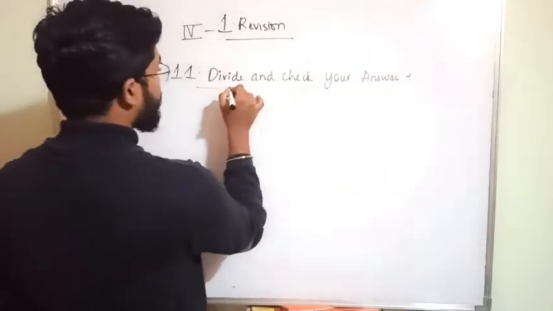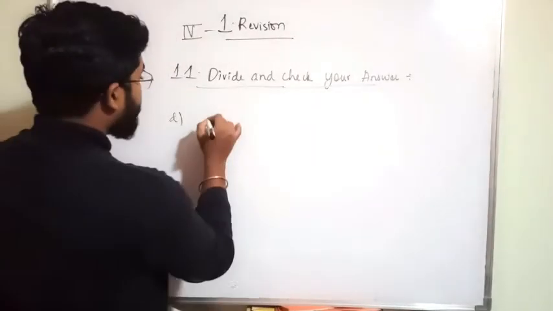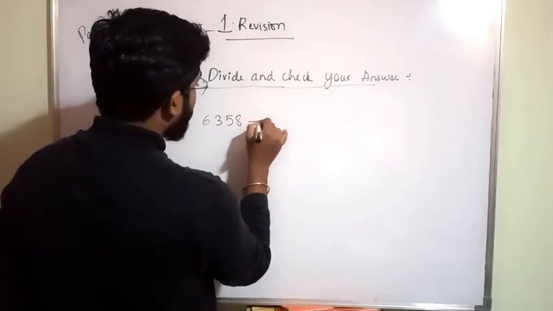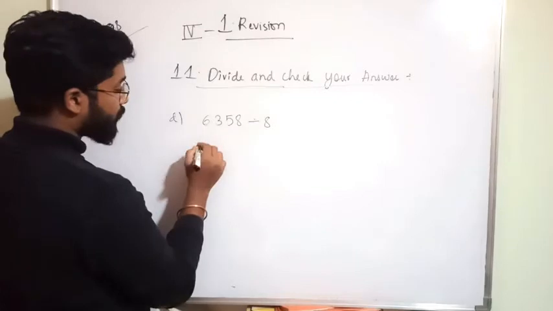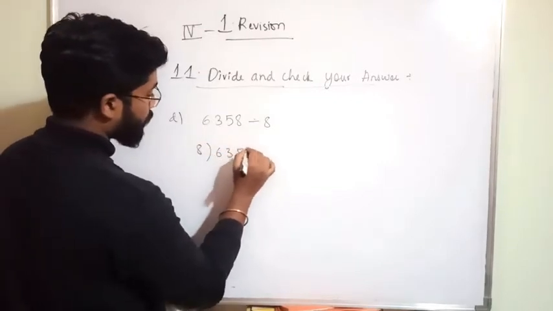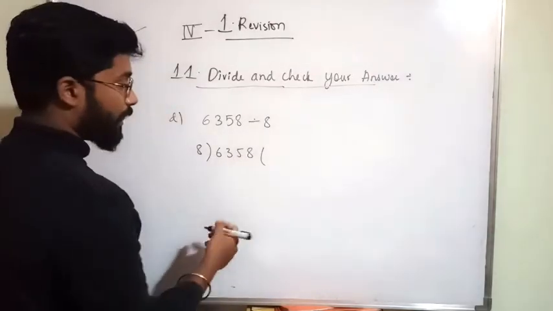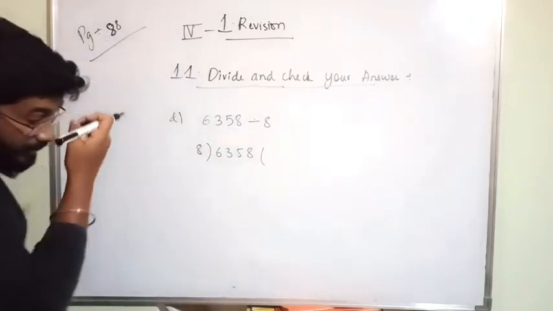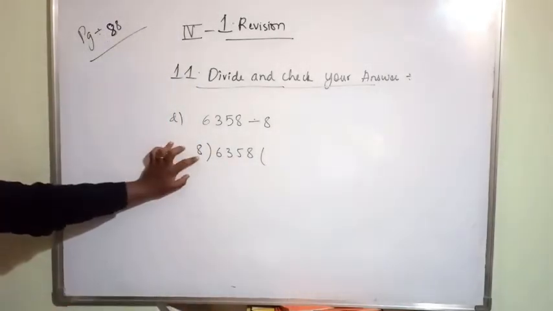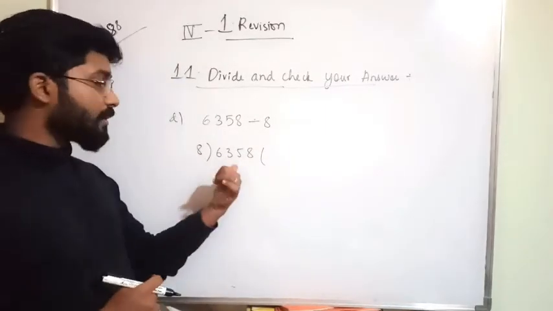Next one. What is the next one? You have completed the C question. Next is D. What is D? 6358 divided by 8. This is the question. So with 8 you have to divide this number, 6358. In the 8 table, where will you get 63? Will you get 63 in the 8 table?